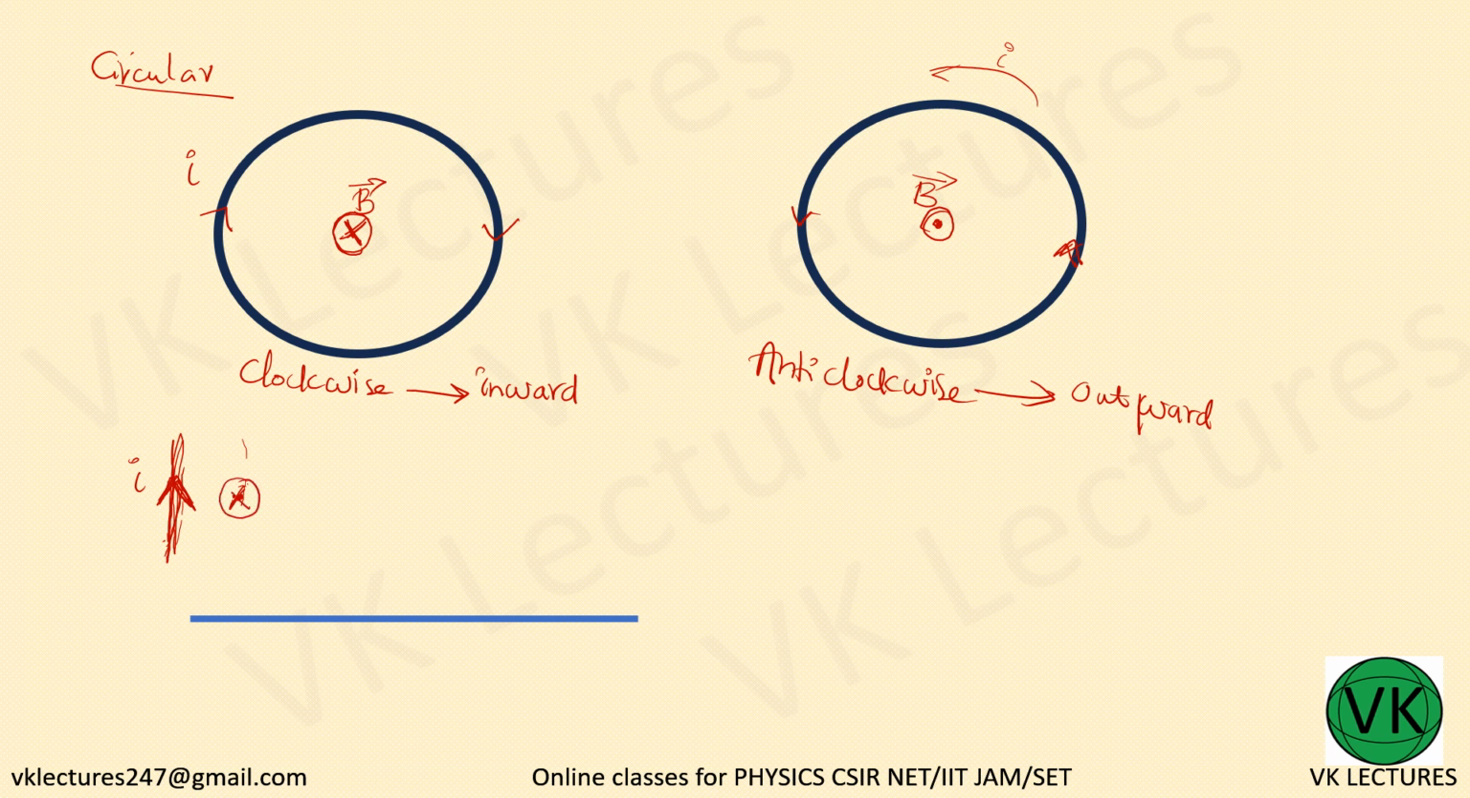And if you are considering a straight current carrying conductor like this, with this as the direction of current flow, and this is the point where we need to find the magnetic field, and we go with the current and come to this point, how is it? It is anti-clockwise direction. So here it will be outward. So we can consider the straight current carrying conductor also by using this clockwise and anti-clockwise manner.